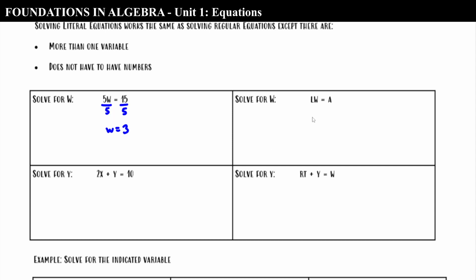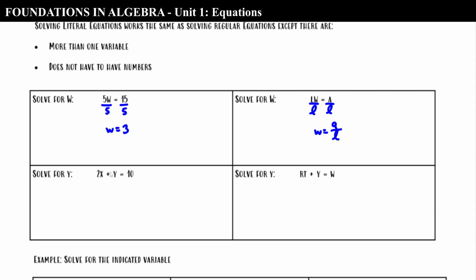All right, well, let's try solving for W if we have no numbers. It's going to happen the same way. We're going to divide each side by what we're multiplying W by, and that is L in this case. I'm writing a lowercase l in script, okay? So that's what this is. So when we do that, you end up with W equals A over L.